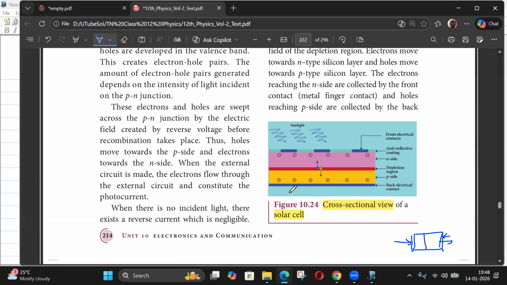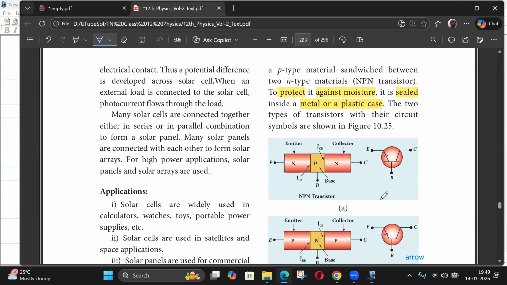One contact is full, but at the top part where the sunlight is falling, there will be some gaps. Only this part is electrical contact. Here there is a gap, which has an anti-reflective coating because it should not reflect the light. Light has to enter this part. So light will enter, and it will create electron hole pairs which will move and produce current. So sunlight is creating these charge carriers, and the production of charge carriers will produce the current.